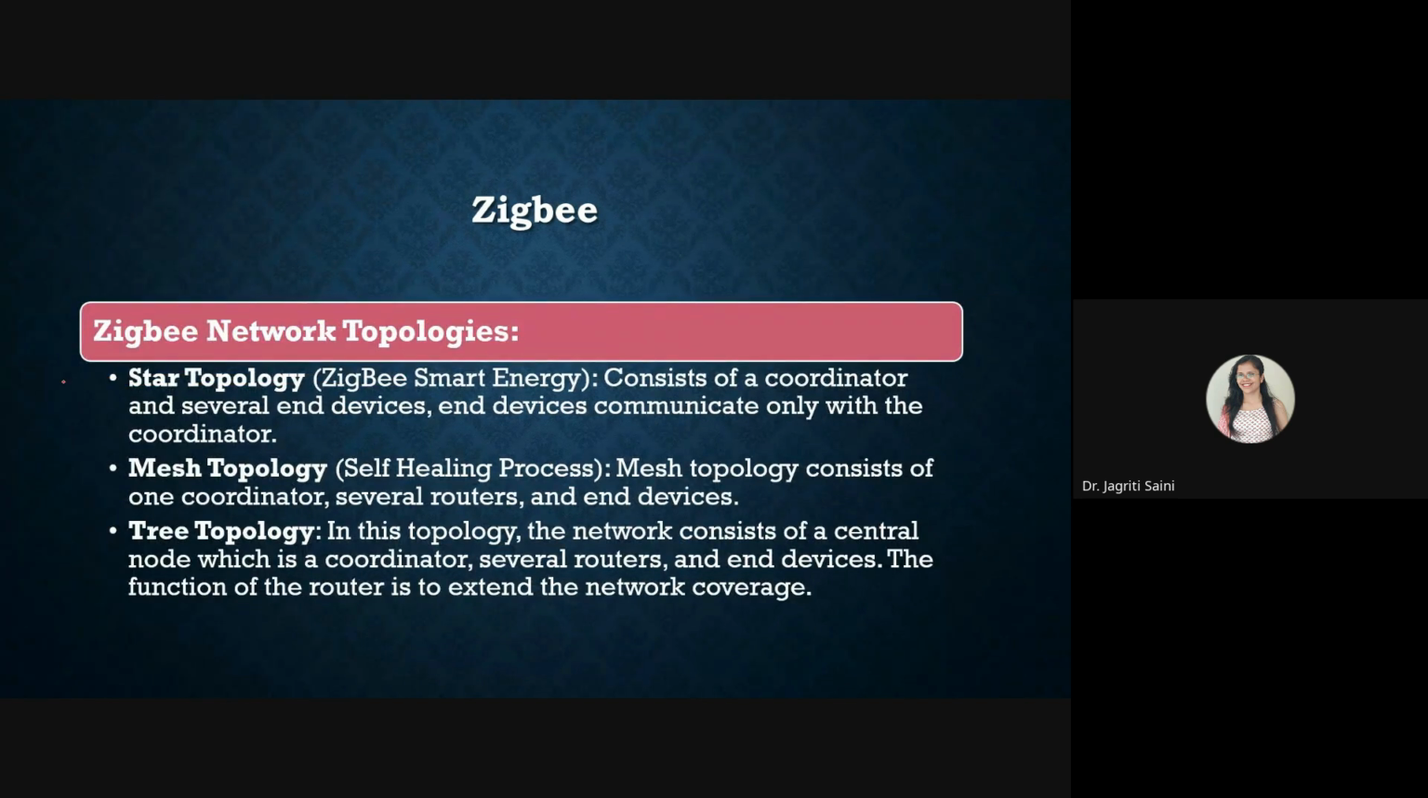And the connectivity for these Zigbee devices we can do in any of these three forms. Star topology for smart energy consumption, and then mesh topology. This allows self-healing, because in mesh topology everything is connected to every other device, and if anyone fails in between, still the communication will go on. And then we have tree topology also, like there will be a central node that works as coordinator, and there will be several routers and end devices like branches of a tree. So accordingly, the network we can set up over there.